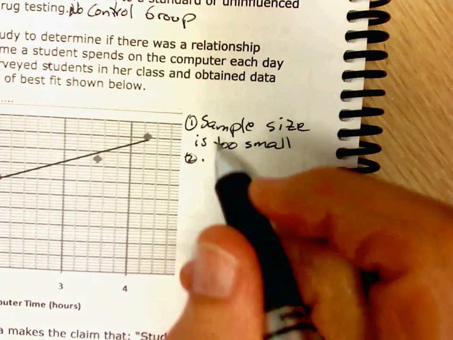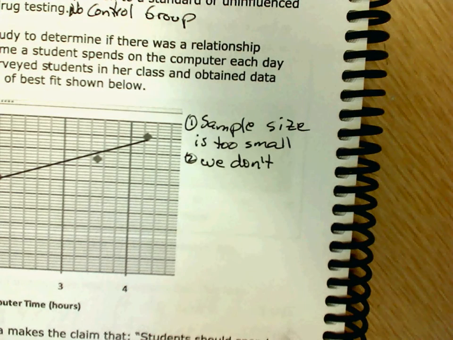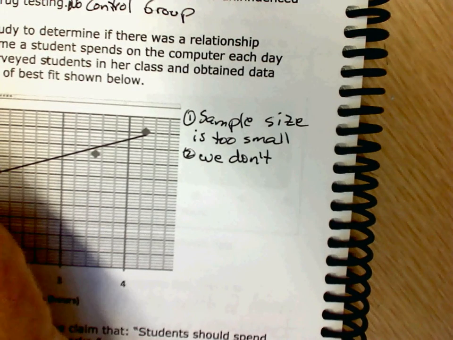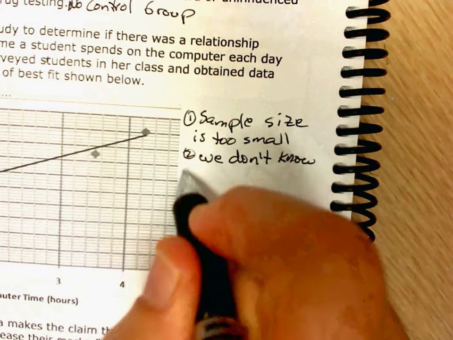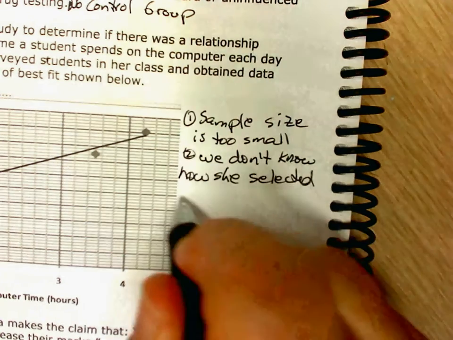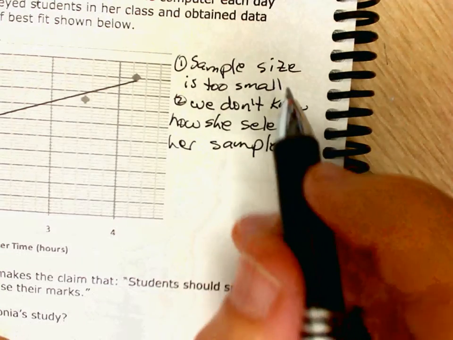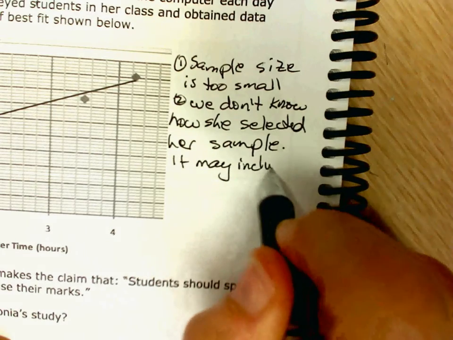Yeah, we don't know how she selected her sample. So there's a bunch of extraneous variables here. I'm just getting the points down in a row. We'll mention that one in number 5, okay? Different type of teacher. So we don't know how she selected her sample. It may be just her friends, you know, a very biased sample. It may include only her friends or whatever.